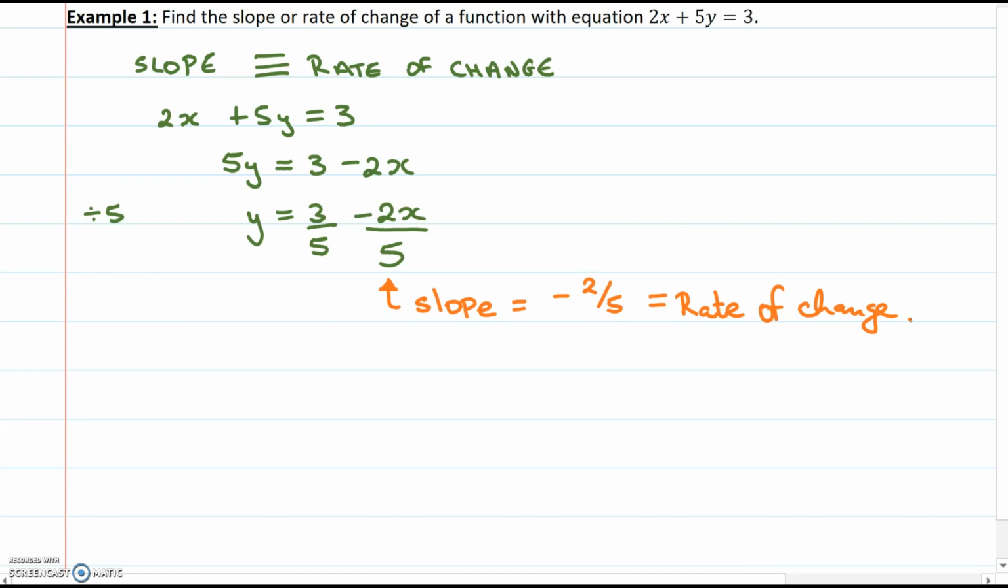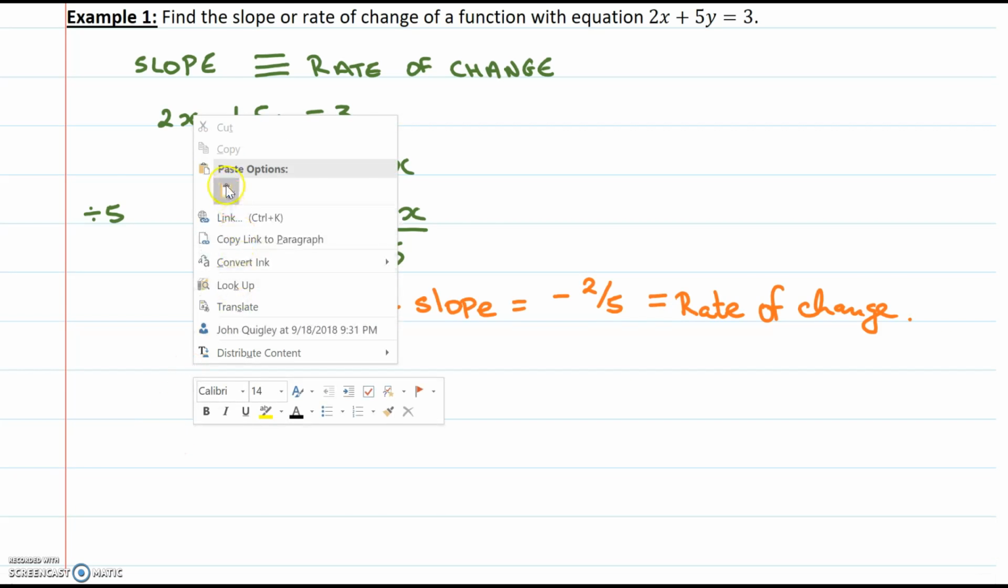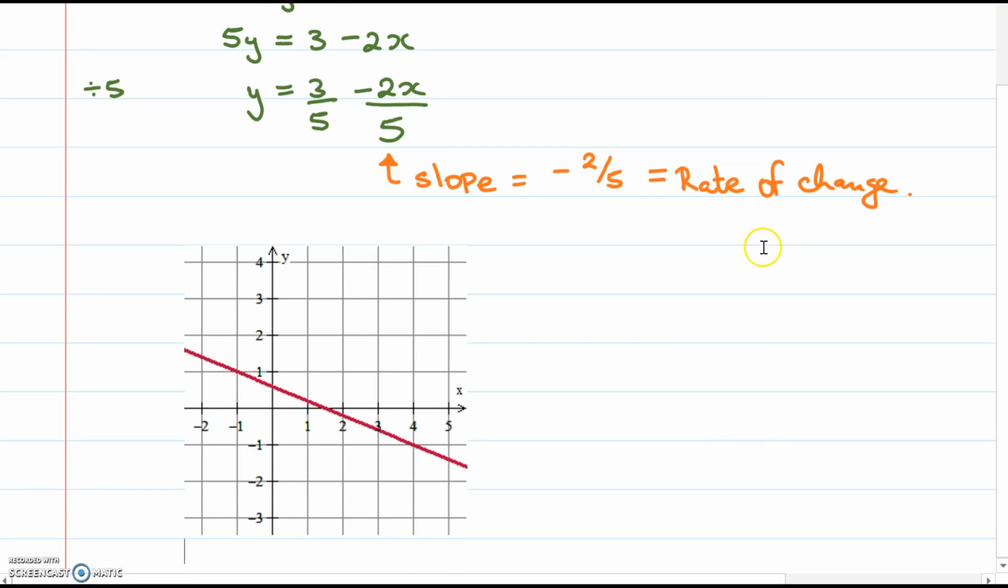Now just out of interest, you weren't asked to do this, but let's take a look at what that line looks like and see if we can relate slope to rate of change. Okay, so I've already drawn it. I'm just going to paste it in here. Okay, this is what we have. So that's the equation of the line. So this is the line. This red line here is the line 2x plus 5y equals 3.